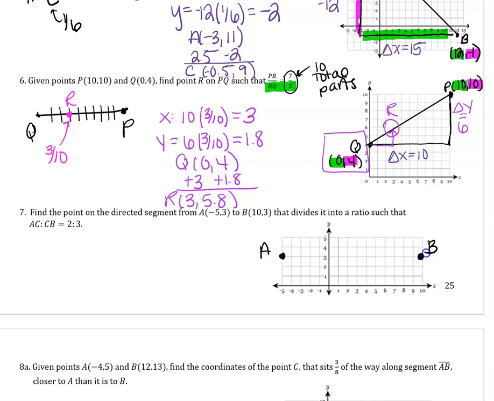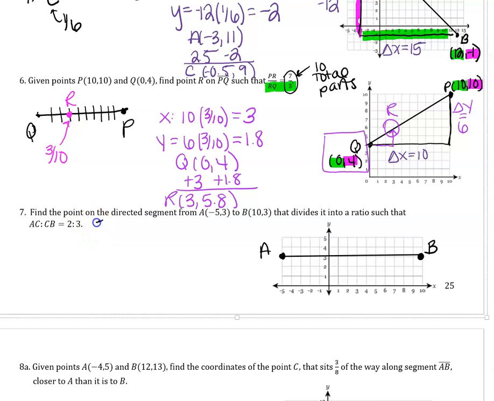Sometimes it just gets people, because they're used to doing them diagonal, they forget how to do it when it's horizontal or vertical. Okay, so technically what you're looking at here is just a horizontal line, so there's no change in y, it's just side to side. It says I want to find C so that it splits it in a ratio of 2 to 3.